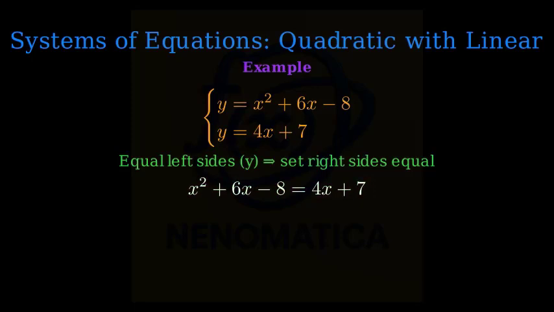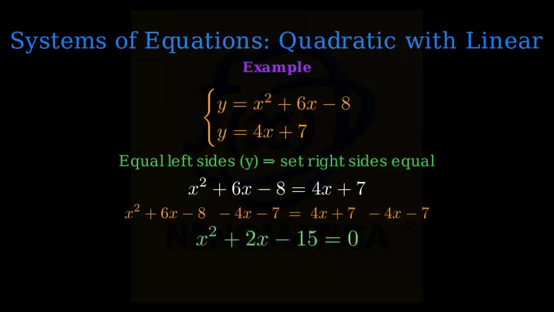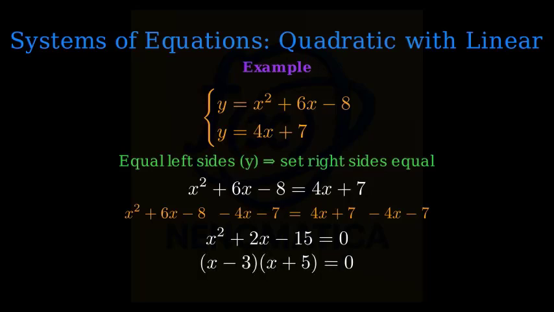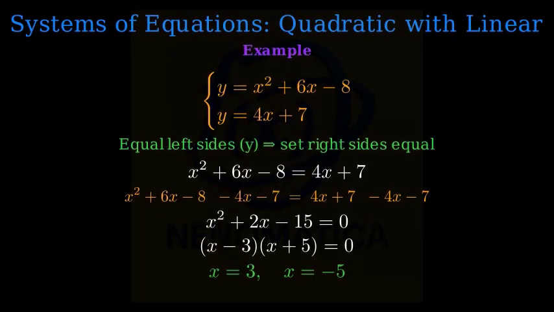Step 2. Move all terms to one side to set the equation to 0. Subtract 4x and 7 from both sides. We get x squared plus 2x minus 15 equals 0. Step 3. Factor the quadratic. X squared plus 2x minus 15 factors to (x minus 3) times (x plus 5). Setting each factor equal to 0 gives x equals 3 and x equals negative 5.